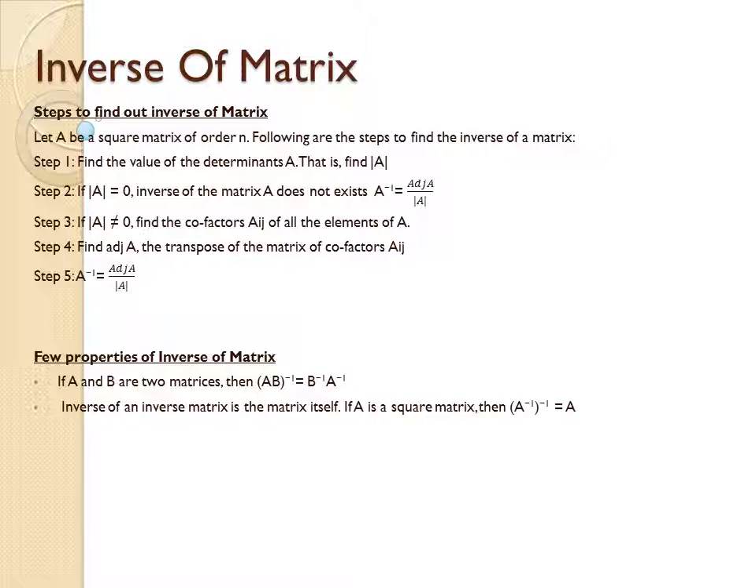Inverse of an inverse matrix is the matrix itself. If I take the inverse of a matrix and then again take the inverse, obviously we will get the same matrix. So if A is a square matrix, then inverse of A inverse equals A.